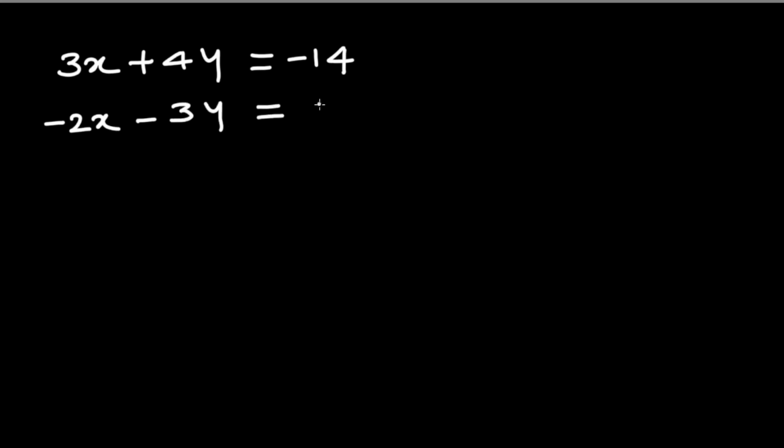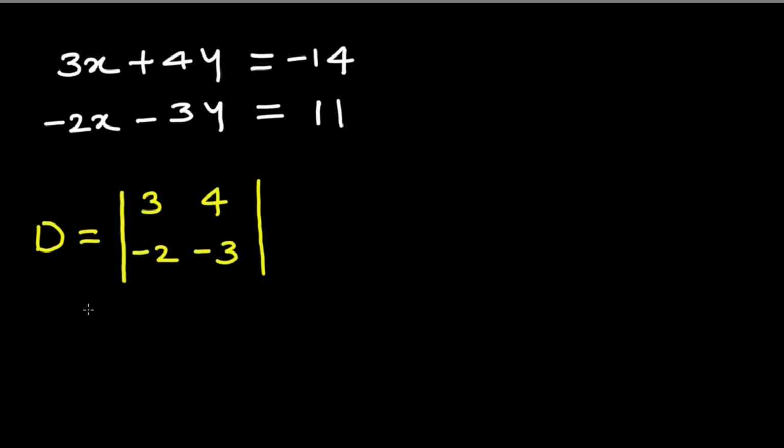We will solve a pair of linear equations in x and y by using Cramer's rule. 3x plus 4y equals minus 14, minus 2x minus 3y equals 11. First, we will form determinant D out of the coefficients of x and y. That will be 3, 4, minus 2, minus 3. Its value will be 3 into minus 3, minus 9, minus 4 into minus 2, minus 8. So that will be 8 minus 9, minus 1. The value of determinant D will be minus 1.